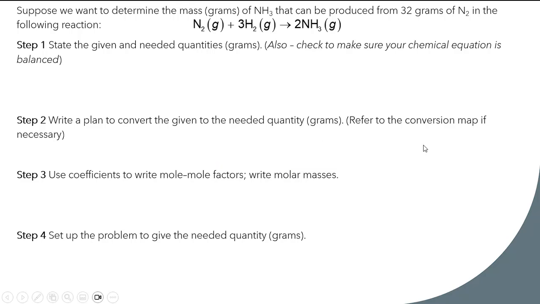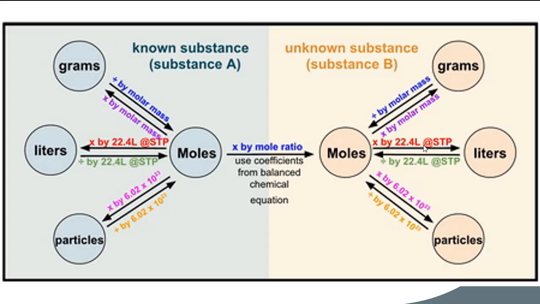Again, if you don't know where that came from, just scooch on back to that flow chart that I gave you. And we're starting here, grams of our known substance. We're going to need the molar mass of our known substance to get to moles. So in this case, it's grams of nitrogen, molar mass of nitrogen to give us moles of nitrogen. Then to hop over to ammonia, we need our mole to mole factor or the mole ratio. Again, that's from the coefficients of our balanced chemical equations to get from moles of nitrogen to moles of ammonia. Once we're in moles of ammonia, then we need the molar mass of ammonia to get to grams of ammonia.